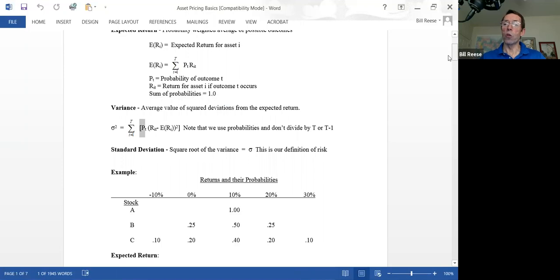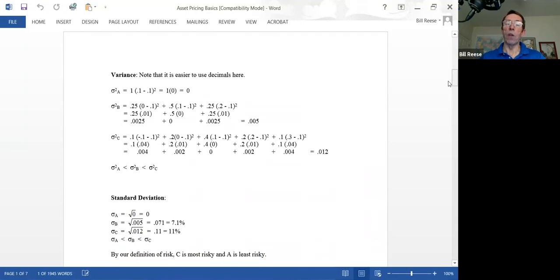Okay, so let's go to stock B and figure out its variance. There was a 0.25 probability that stock B would get a 0% return. So 0 minus 10%, 0.1, you square that, multiply by 0.25. There was a 0.5 probability it would get a 10% return. So 0.1 for 10% minus the expected return of 0.1, square that, multiply by the probability of 0.5. Then there was a 0.25 probability that we would get a 20% return. So when we do the math on that, we find that the variance of stock B is equal to 0.005.